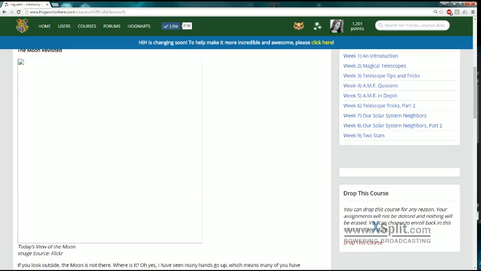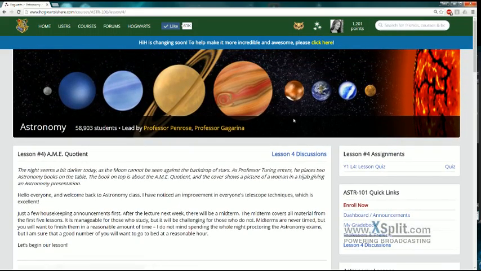Again, this was Astronomy Lesson 4, or Year 1 Lesson 4 for the website Hogwarts is Here. Again, please ignore anything where it says Professor Turing. He is no longer part of this class. It's now Professor Gagarina. I believe that's how you say that. My apologies. Professor Penrose is temporarily assisting with this class as well.